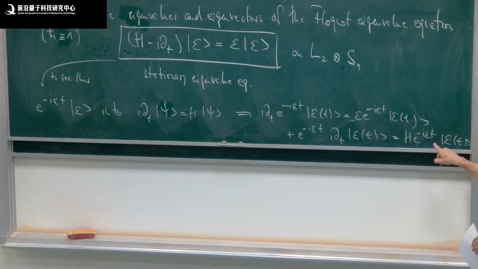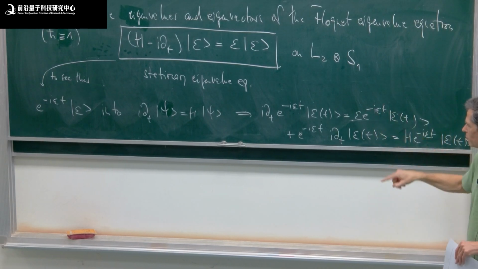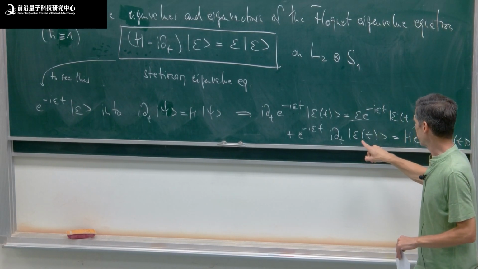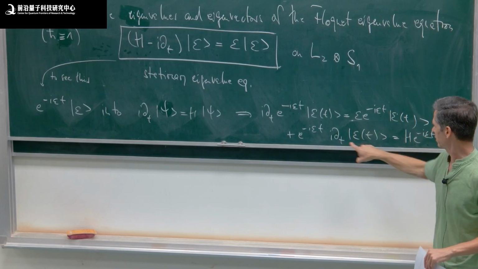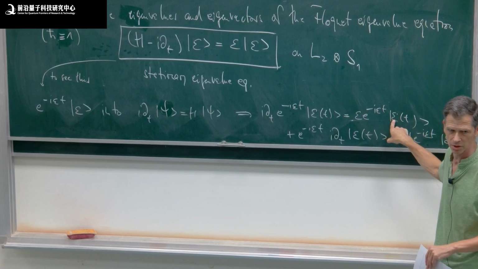Now you can just divide out the e to the minus i epsilon t, because this has to be true for all times. And so then you see here you have h, now you bring this to the right-hand side, so you get h minus i dt equals epsilon times epsilon of t.